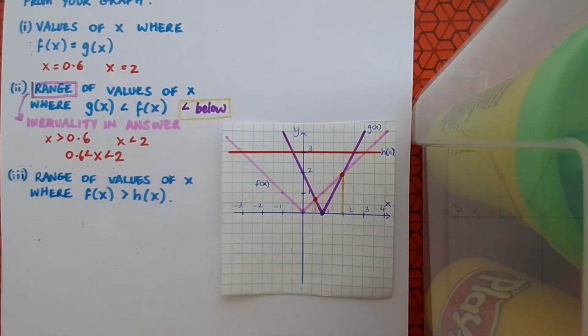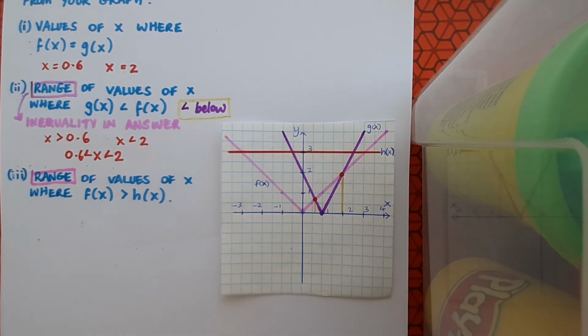Okay, next I want to find or to estimate the range of values of x where f of x is greater than h of x. Notice the use of the word range in the question again, implying that I'll have an inequality in my answer. I want f of x to be greater than h of x, and visually greater than means above. So I want to look at my diagram and see where f of x, the pink function, is above h of x, the red function.